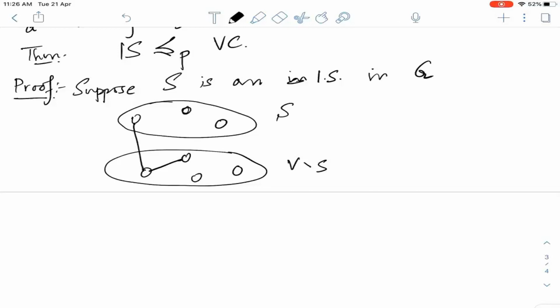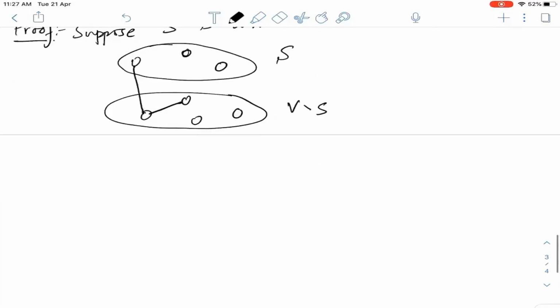Now suppose that V minus S, the complement of S, is not a vertex cover. But this clearly contradicts our assumption that S is an independent set. Why? Because if V minus S is not a vertex cover, then there exists an edge such that both the endpoints are part of S. But this is a contradiction because I'm assuming that S is an independent set. So that cannot happen, which means that V minus S has to be a vertex cover. Everyone understands this point?